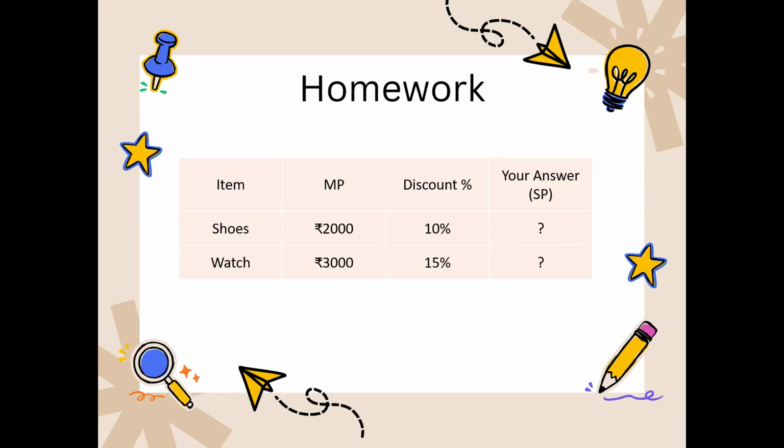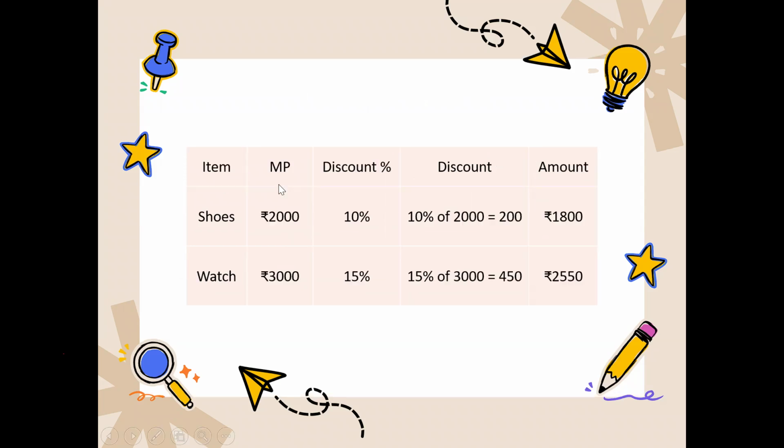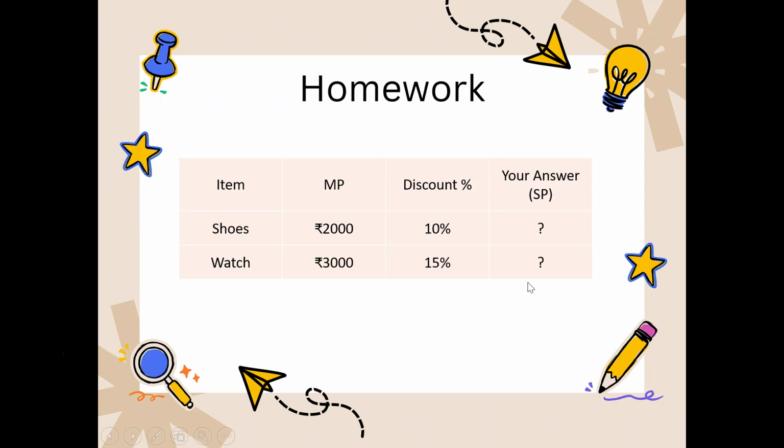Now I will just tell you how you will approach the example. First of all, you have to calculate the discount. So 10% of 2000 and then 15% of 3000. And then after calculation of the discount, you just have to subtract the discount from the mark price, and that will be your amount, which is your selling price. So that is your approach for this example.